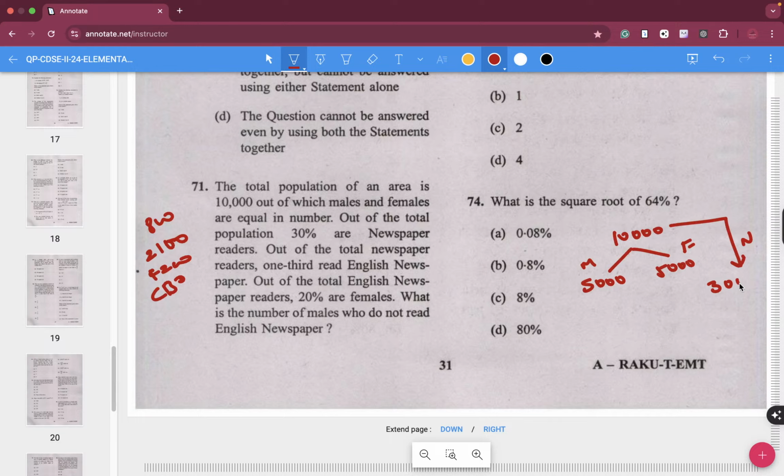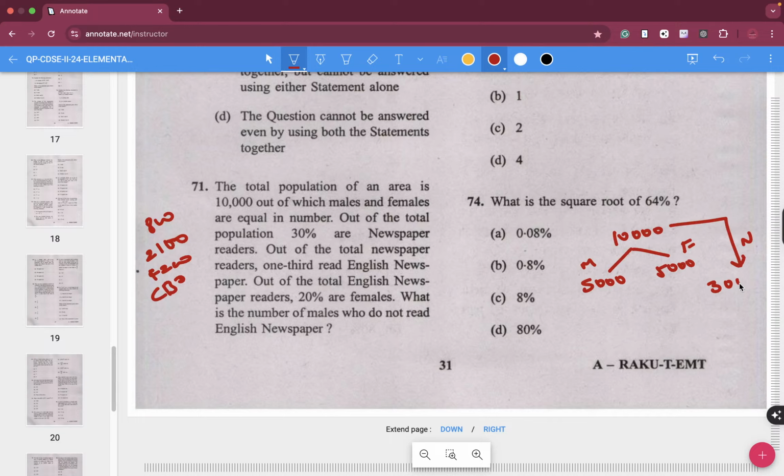All right, what do you folks think about this particular one? Okay, now they are saying 100 divides, right?